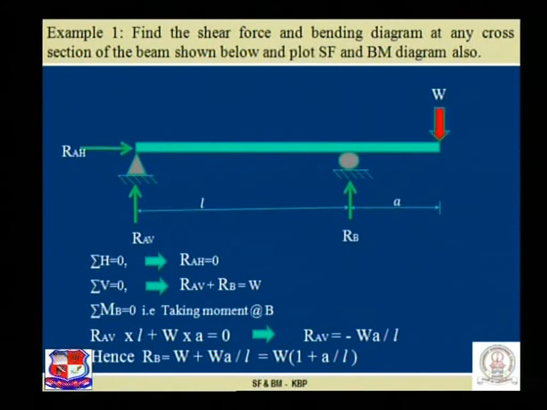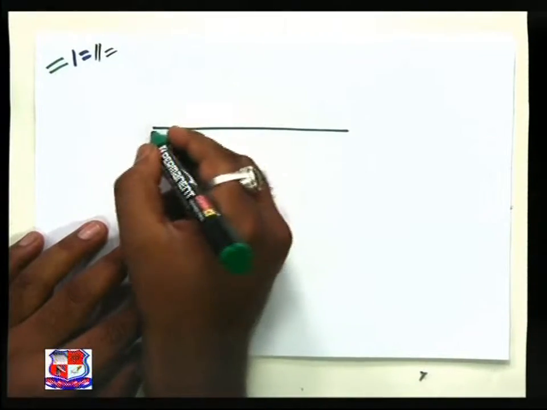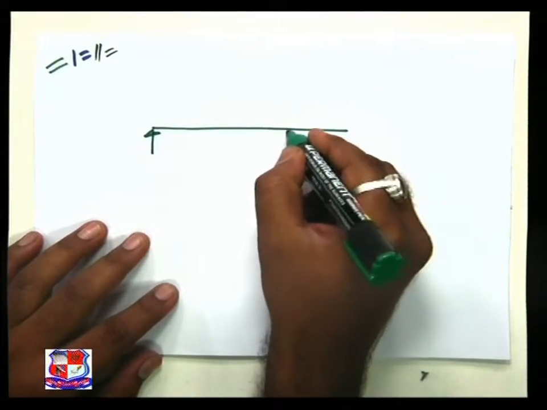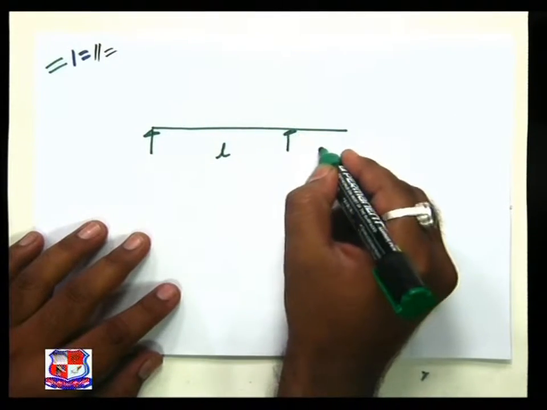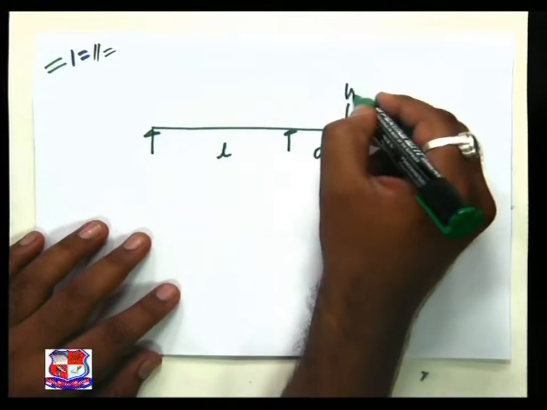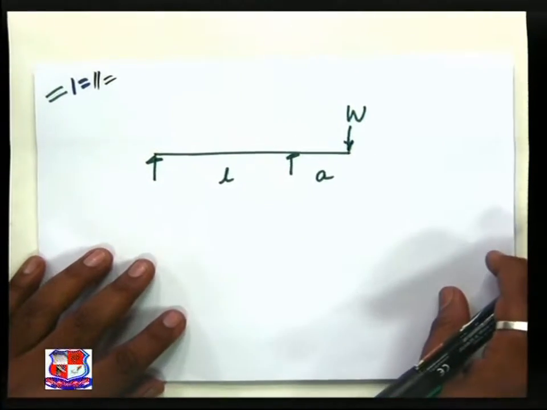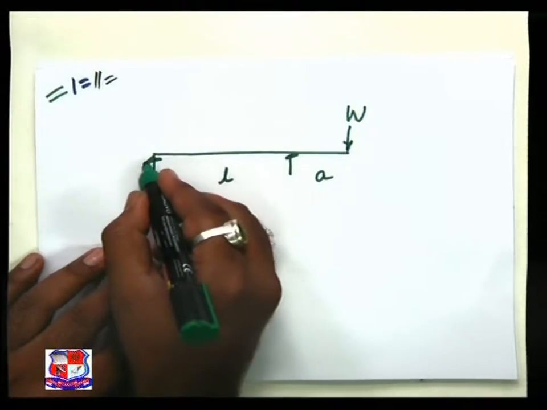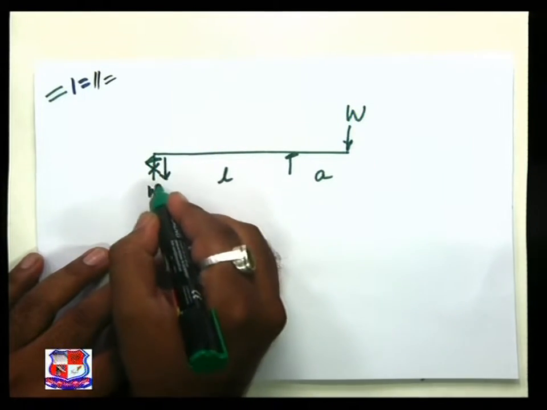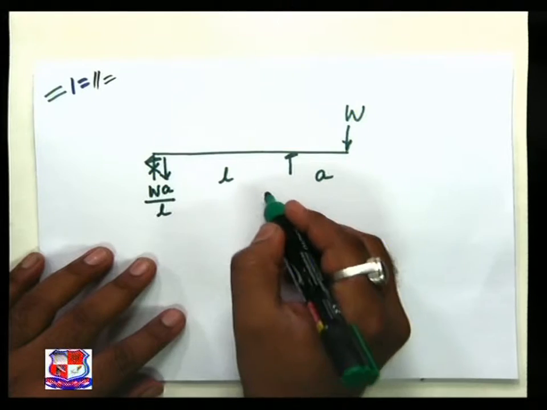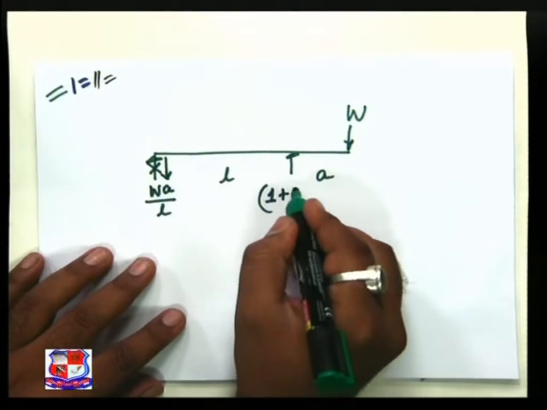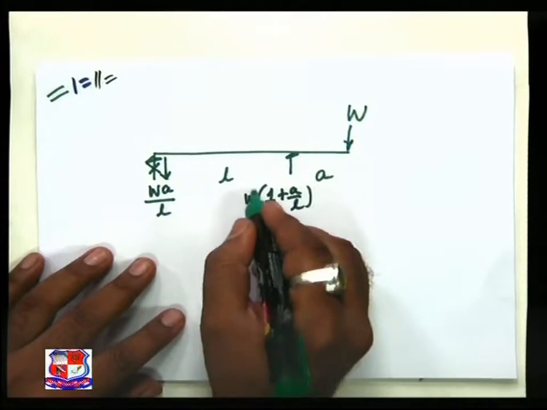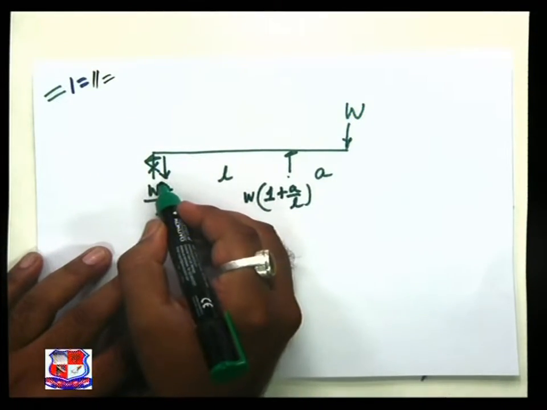So once these reactions are known to us, our intention is to plot or find out the shear force at various sections. So let us go ahead over here on this tabletop. The beam which has been given to us, the overhanging beam, L is the span, A is the span over here, W is the point load which is acting over here. This reaction which is acting downward is WA over L, and this reaction is 1 plus A by L into W. This is my RB, this is RA.